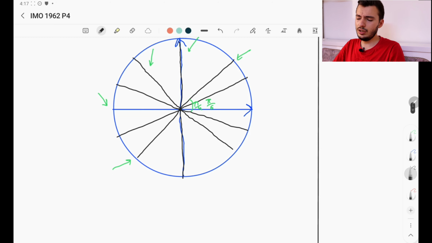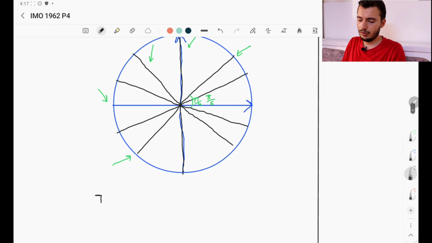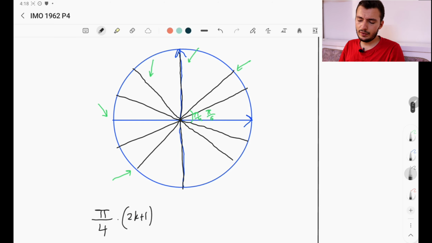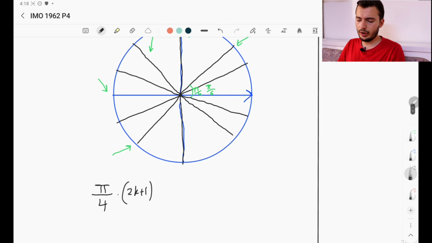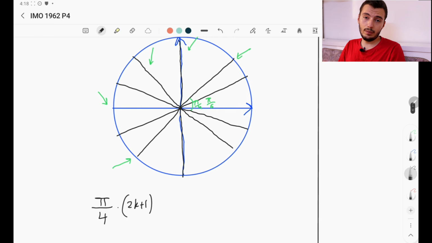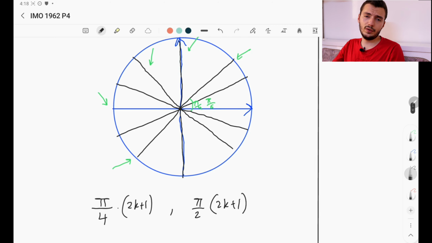So what can we simply say? We can simply say that we have pi over 4 times some number. This number can be odd, right? So 2k plus 1. This will indeed give us pi over 4, 3 pi over 4, 5 pi over 4, which is here, and so on. Okay, this is very good. Also we have, remember, pi over 2 and the multiples of it. So we can say we also have pi over 2 times, but of course not even numbers, times odd numbers. Okay, so now we're done with the pi over 4, pi over 2, and this stuff.